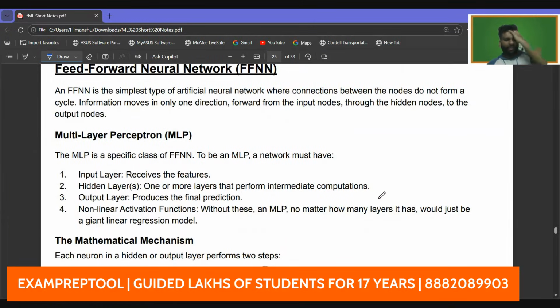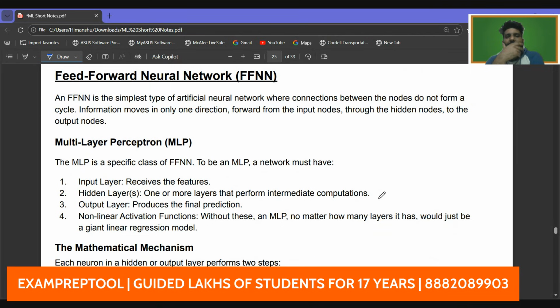Then we get into the feed forward neural network, basically the deep learning idea, neural networks. A feed forward neural network is one in which the information flows from one end to the other end, in one direction. What is the MLP? Not machine learning, multi-layer perceptron. It is a special class of feed forward neural network. We have an input layer, hidden layer, and then output layer, with non-linear activation functions.